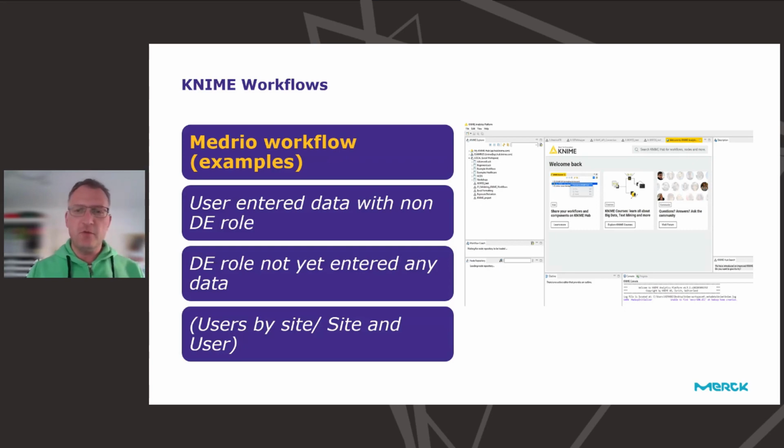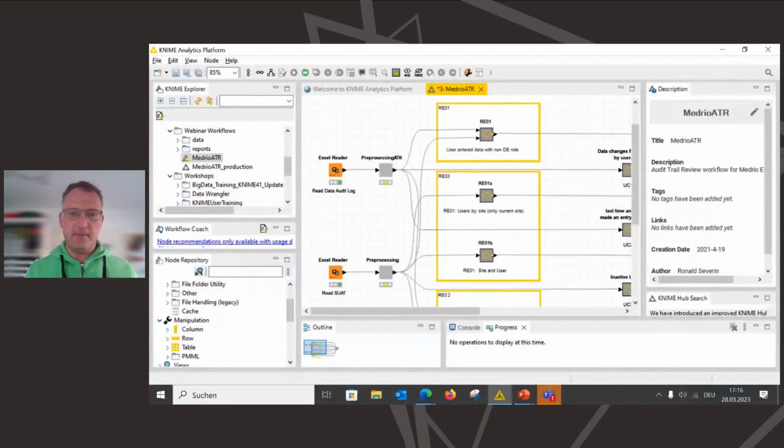Today, I will show 3 use cases we did. The first one is users entering data with a non-data entry role. Then data entry roles that have not entered any data yet. And the last one is more of an overview of users by site and vice versa, sites by users. So I switch to KNIME.